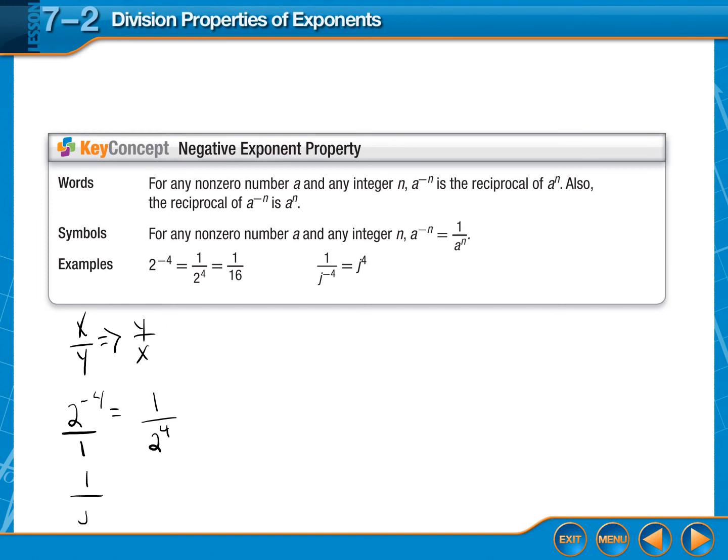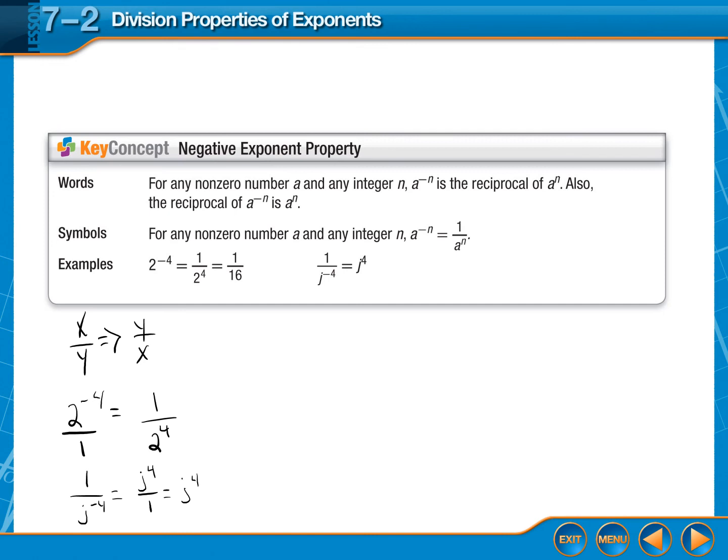So if I take 1 over j to the negative fourth, I want to write that as a positive exponent. So I'm going to write this as the reciprocal. So it's going to be over 1, and then j moves to the numerator. When I move it up, it becomes positive 4. So 1 over j to the negative fourth would be j to the fourth over 1, or just j to the fourth power. Now, why does that work?